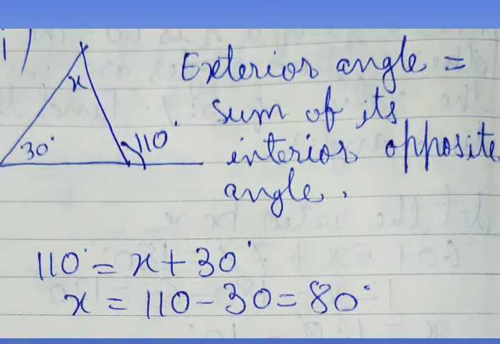Now next, find the unknown marked angles in the given figure. So figure number 1. In this you will use the concept that exterior angle is equal to sum of its interior opposite angle. Clear? So in all the figures we will use this concept because one side is extended. So in figure 1, 110 is equal to x plus 30. So x is equal to 110 minus 30 is equal to 80 degree.